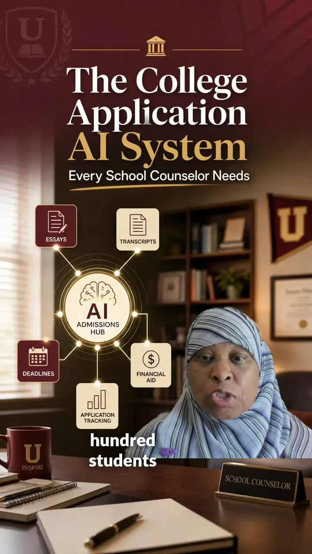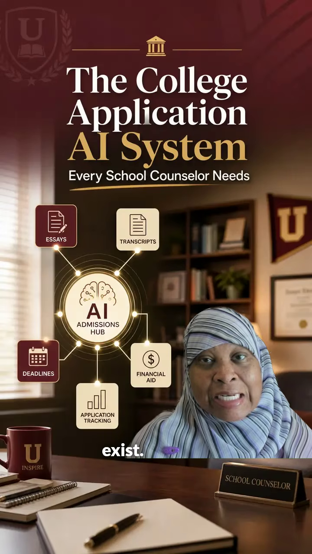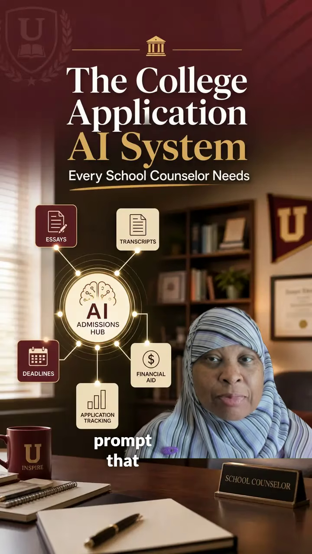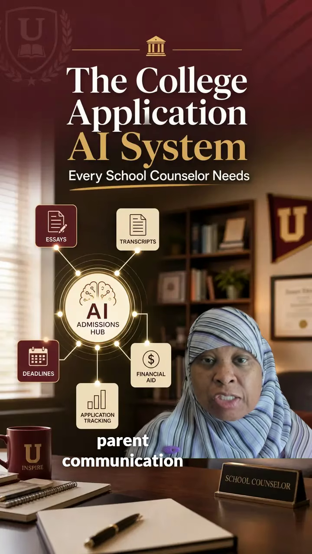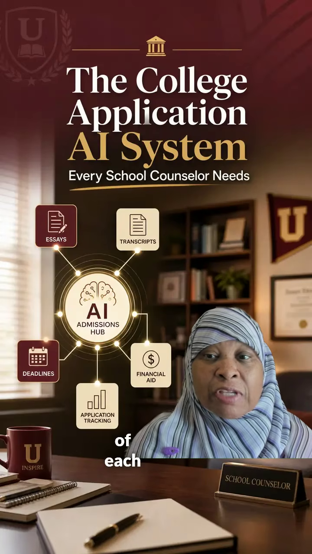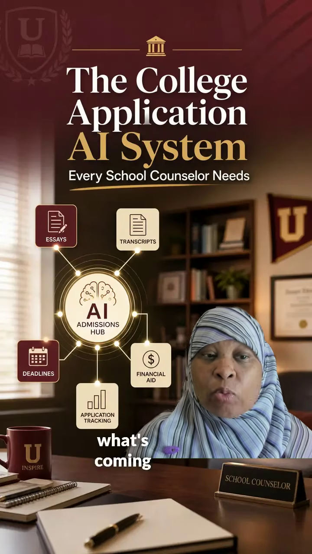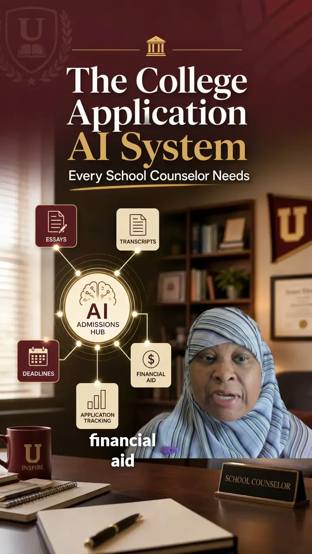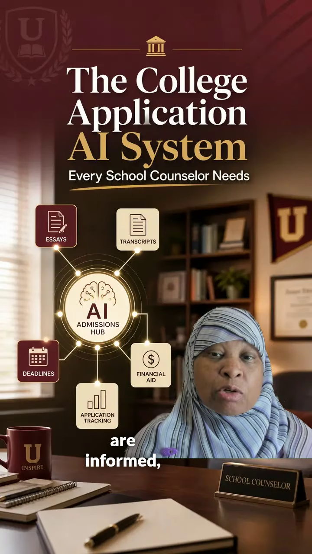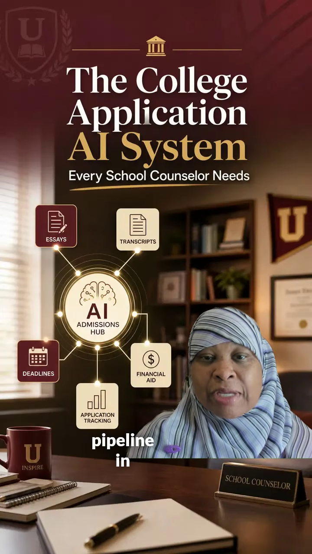That's 400 students who now have a roadmap in their hands instead of waiting for a meeting slot that does not exist. So there's one more prompt that can help you, and you're going to ask your AI to create a parent communication template that you can send at the start of each quarter that summarizes what their students should have completed by now and what's coming next. You can ask it to include a gentle nudge for families who may need financial aid guidance. Now parents are informed, students are tracking, and you're not carrying the entire college pipeline in your head.